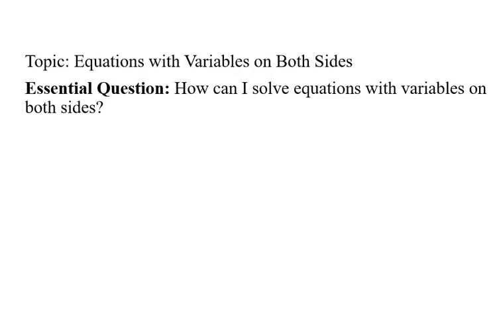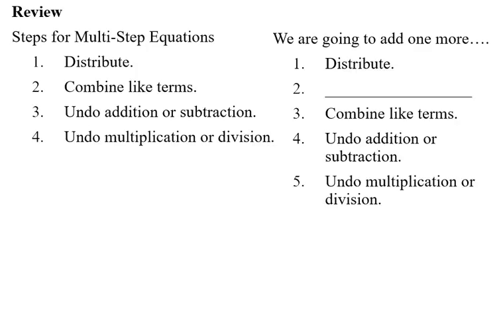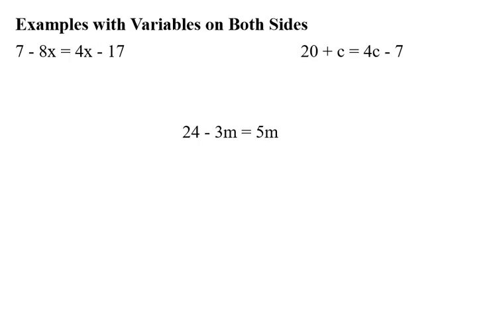In this section, we are going to be looking at solving equations with variables on both sides. So the question becomes, how do we do that? Well, it's not a whole lot different from the steps that we have for solving multi-step equations, except we're going to add one more step. The step that we need to add is that we need to get all the variables to the same side. Get all variables to one side. And it doesn't matter which side we get them to, we just need to get them all to one side. So we're going to go through some examples looking at how to do that.